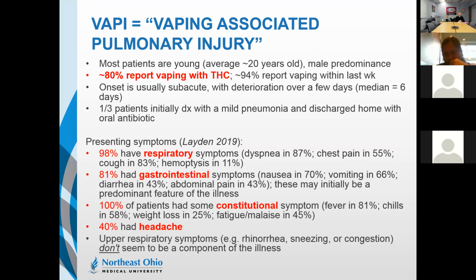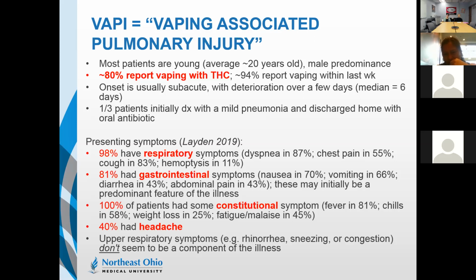What's scary to me is that in a third of the cases, they're initially diagnosed with a mild pneumonia, and then they're discharged home with oral antibiotics. And then somewhere between like 2 to 8 days later, so the median is 6 days, they start to really deteriorate. And the best article, I guess, that was published on the topic is the Leiden article in 2019.